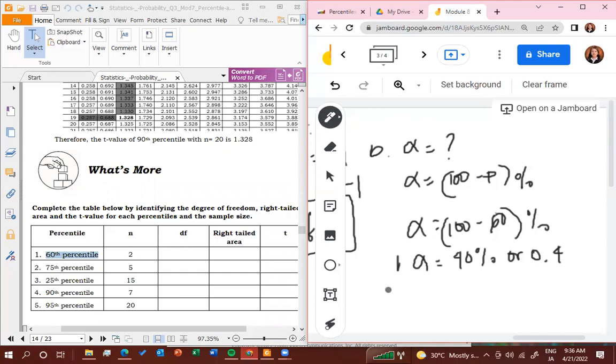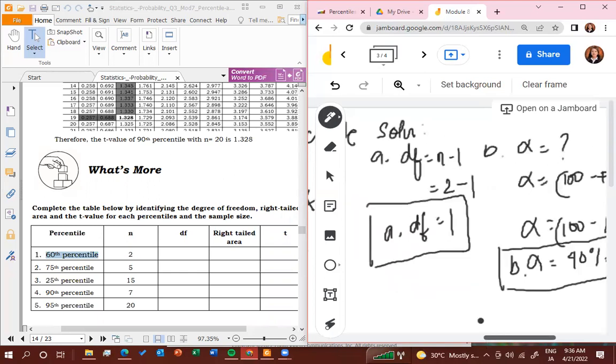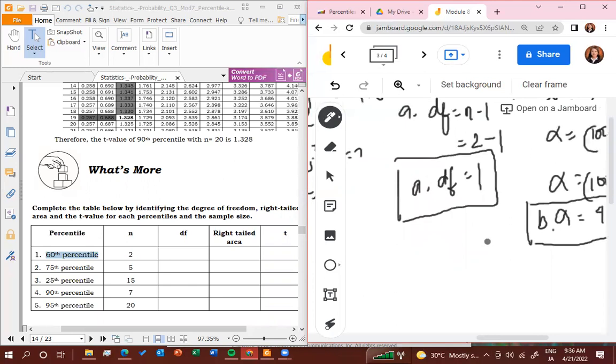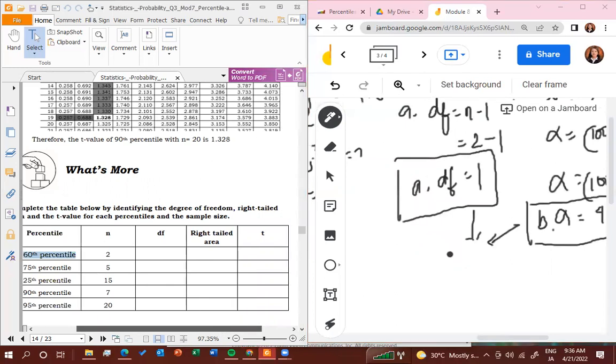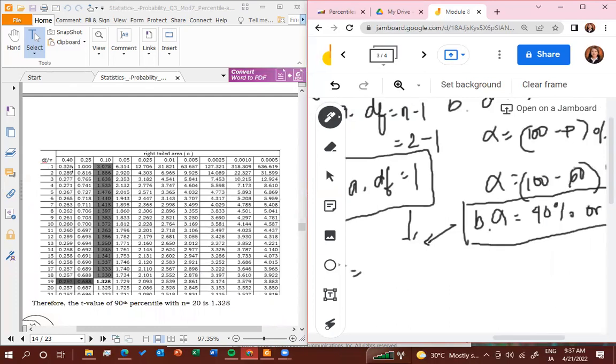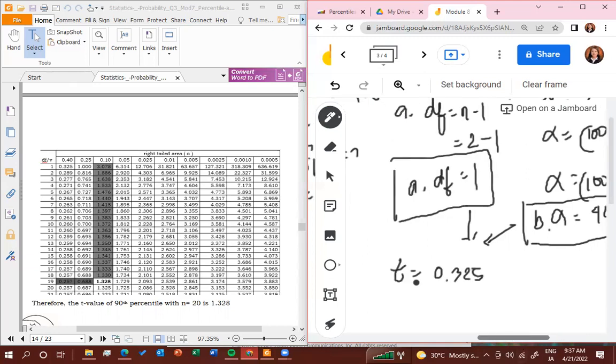Now that we have both our alpha and our df, we look at the t-distribution table to look for the t. So df is 1 again, and at an alpha of 0.4, the right-tailed area would be equal to 0.4, and the p-value would be equal to 0.325.